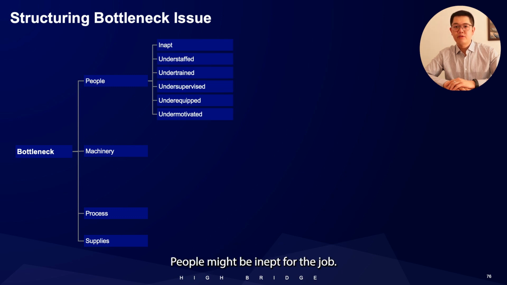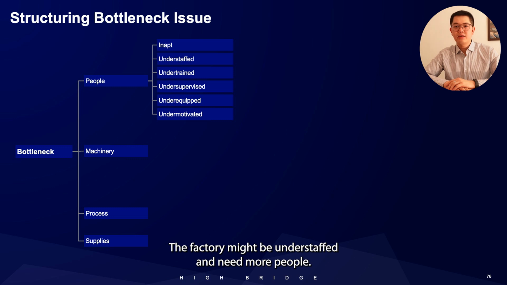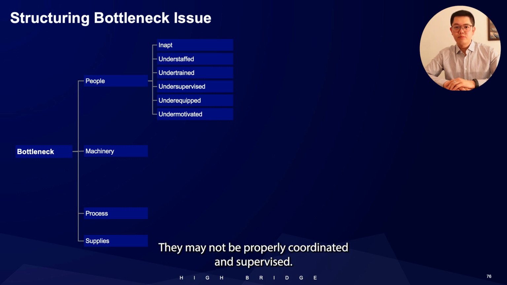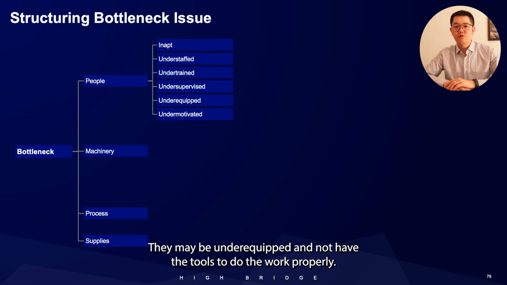People might be inept for the job. The factory might be understaffed and need more people. The staff may not be trained enough. They may not be properly coordinated and supervised. They may be under-equipped and not have the tools to do the work properly. And lastly, they might lack motivation to do their job.